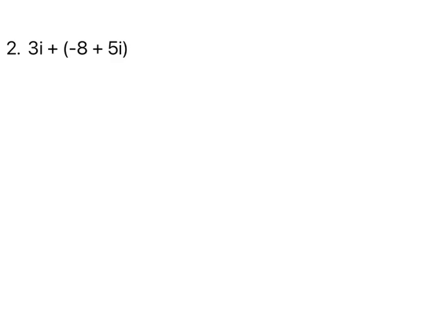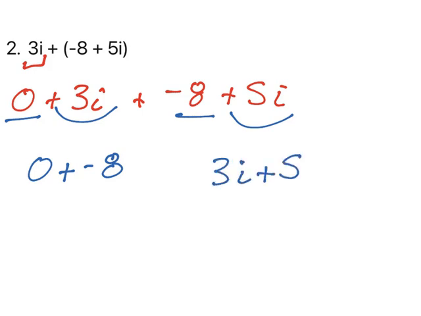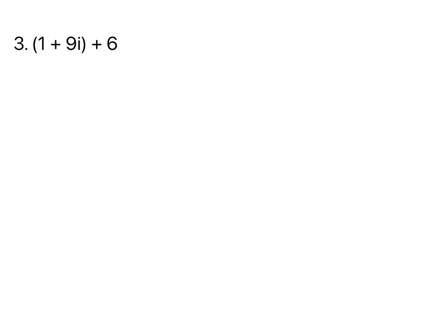What about 3i plus -8 plus 5i? Now in this case, our first part is the same as having 0 plus 3i, right? The real part is missing, and so it's just a 0 plus the -8 plus 5i. So when you think of it that way, if we add our real parts, 0 plus -8, and then our imaginary parts, 3i plus 5i, we get a final answer of -8 plus 8i in standard form.